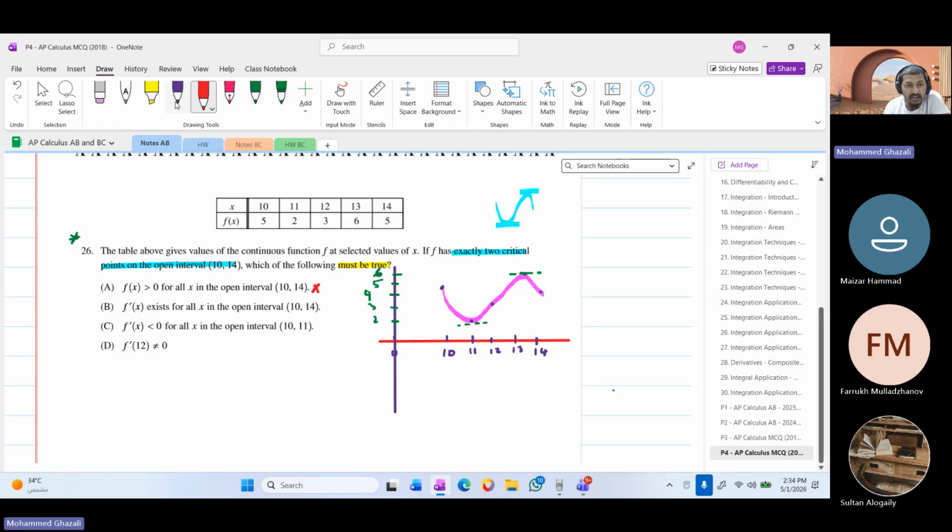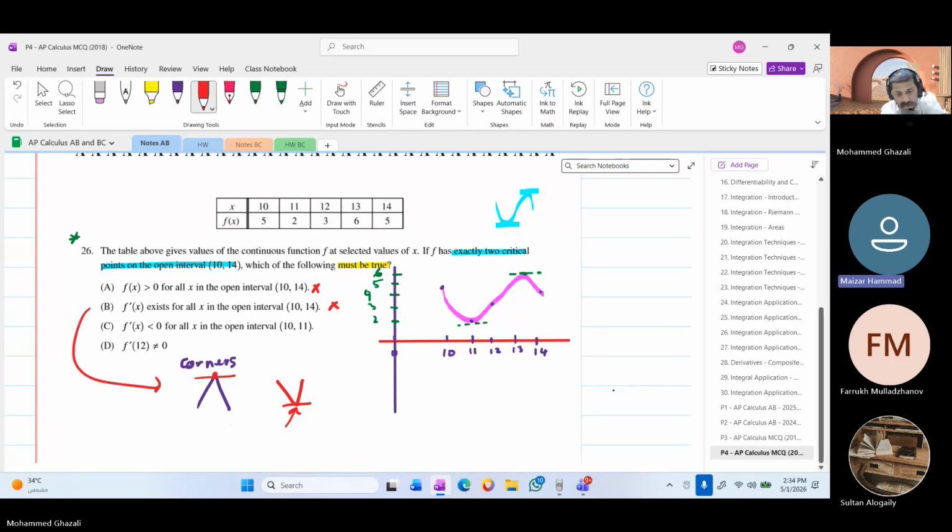In other words, vertices. I'm not talking about the slope being 0. I'm talking about corners. If you have corners, at the corner the graph is continuous, but it's not differentiable. Example, the absolute value function. At this point here, it is continuous, but not differentiable. So, because of corners, and also because of the horizontal tangents.